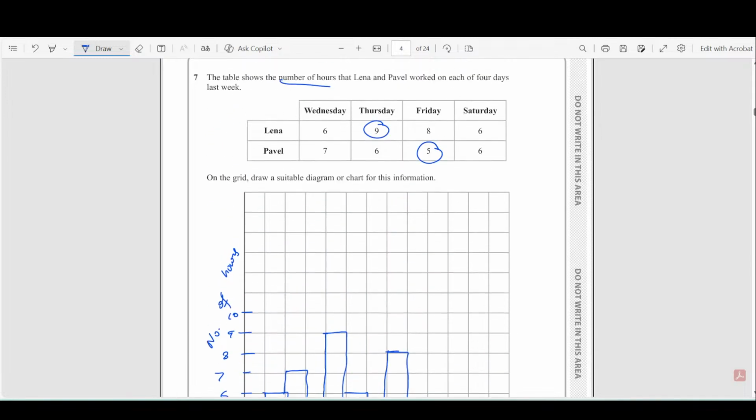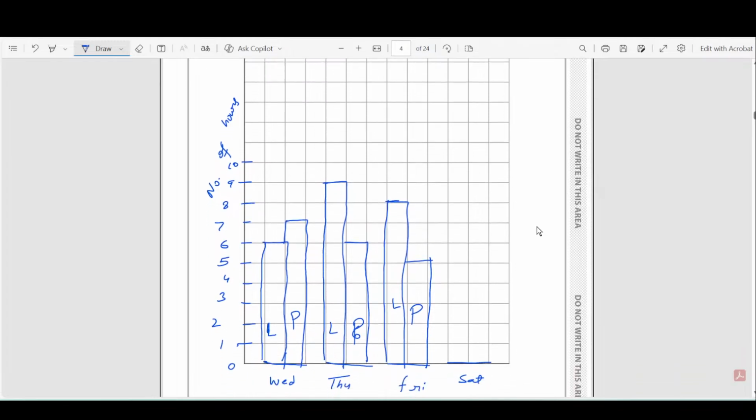And similarly on Saturday, 6 and 6. So we make 6 and 6. 6 is this, as you can see from here. This is 6, and the same is for Pavel. So we can just write like this.